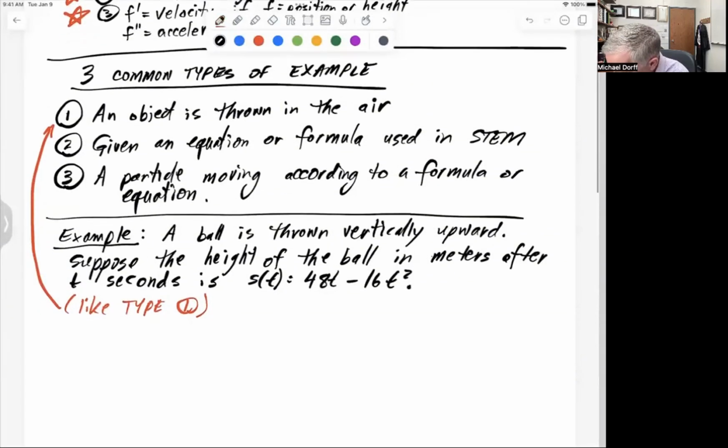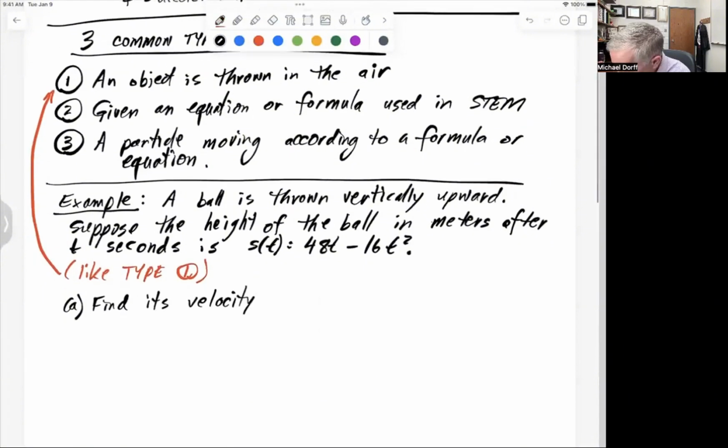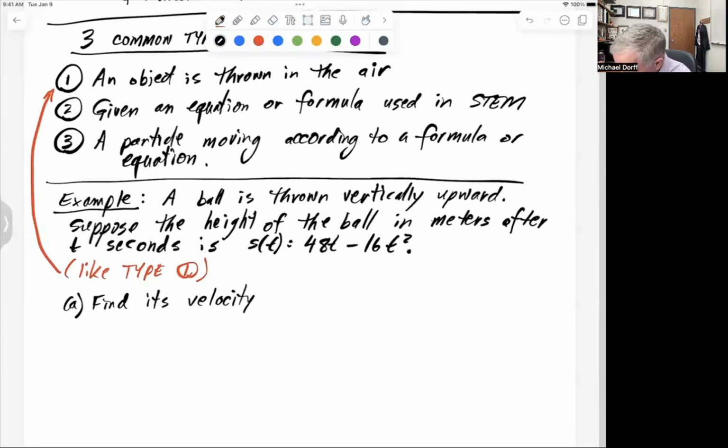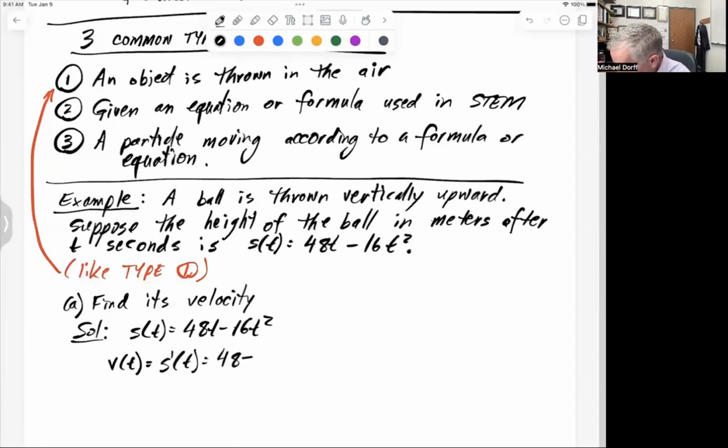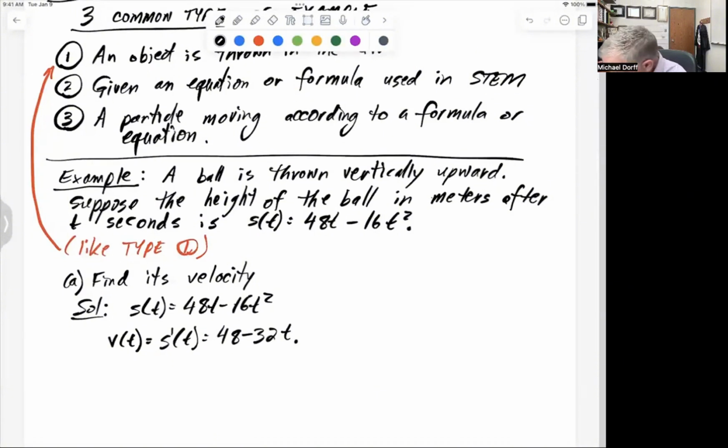And then we're asked to find some things. So let's see, part A will say find its velocity. All right, so what is its velocity? Well, we're given that S of t is 48t minus 16t squared. So its velocity, represented by v here, is the derivative of that function. And so that's going to be 48 minus 32t using the power rule here. And the units here are going to be meters per second.